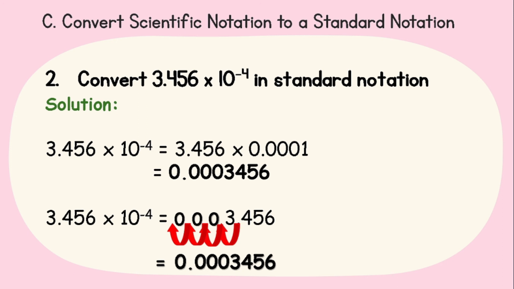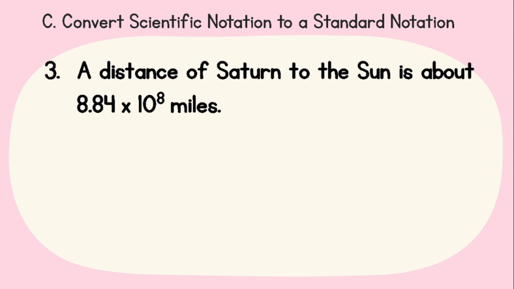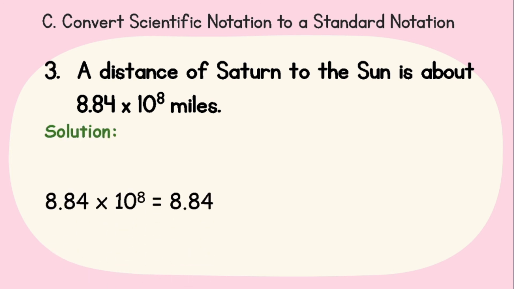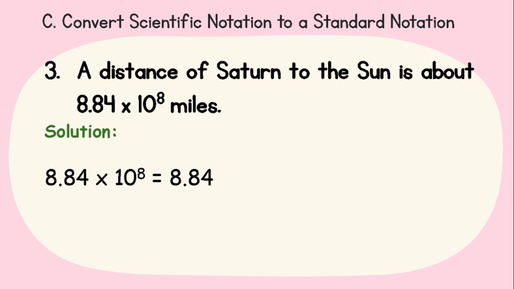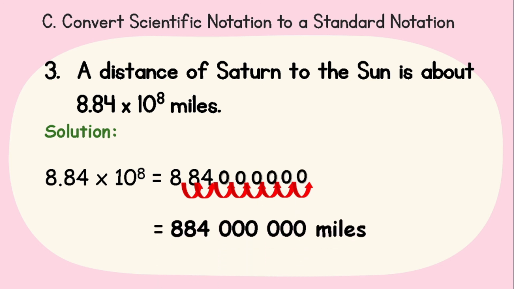0.0003456. And for our last example, the distance of Saturn to the Sun is about 8.84 times 10 raised to 8 miles. Convert this into standard notation. Here's the solution. 8.84 times 10 raised to 8. Since the exponent is positive, we will move 8 decimal places to the right, so we have 1, 2, 3, 4, 5, 6, 7, and 8. And remember to put zeros to empty places. Therefore, the standard notation is 884 million miles.